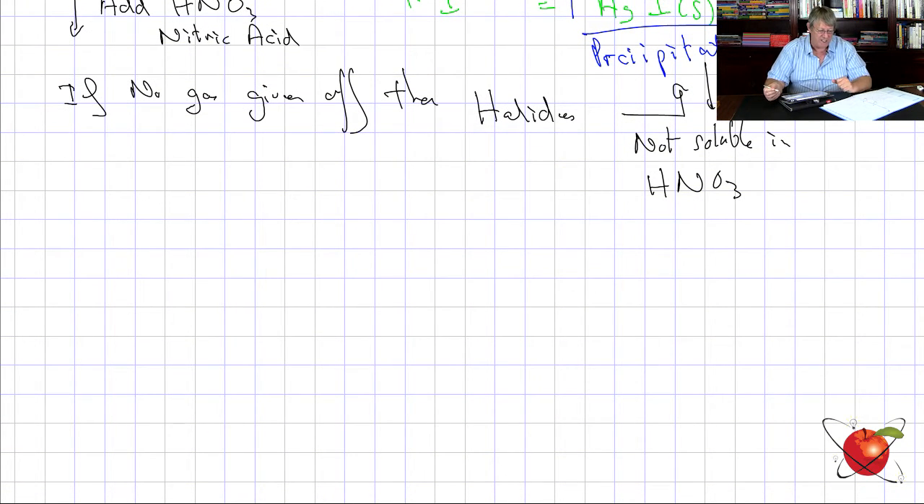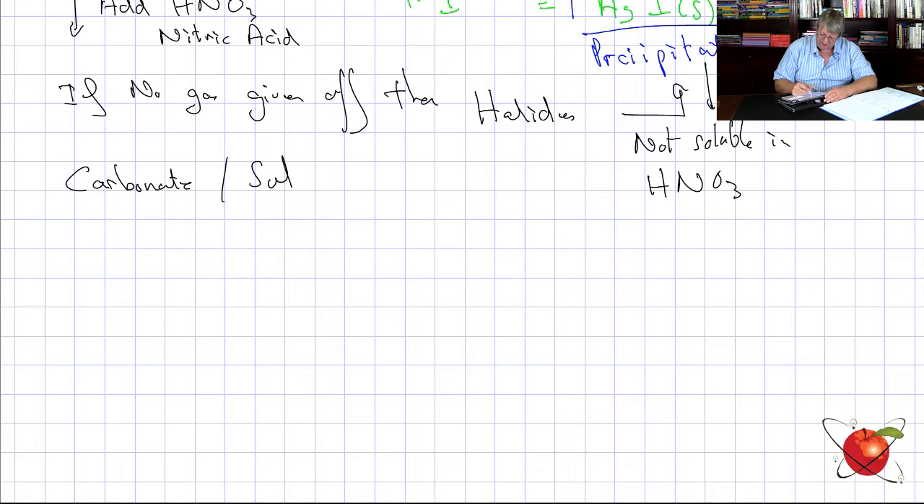Then let's have a look. What is the test for a carbonate or a sulfate? Well, what do we add? We add BaNO3.